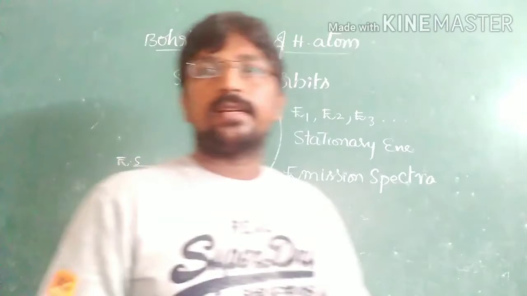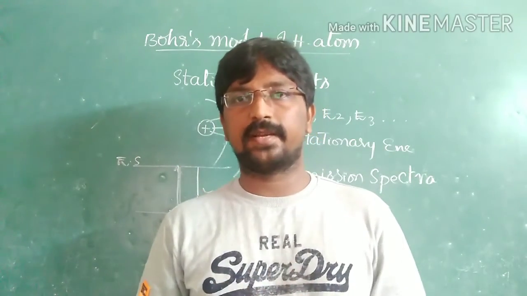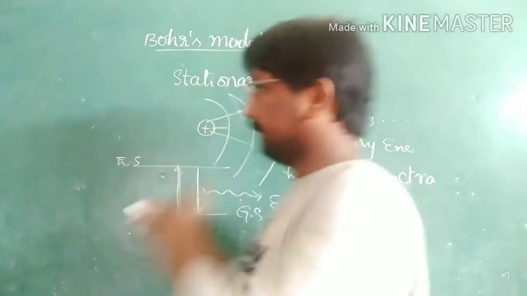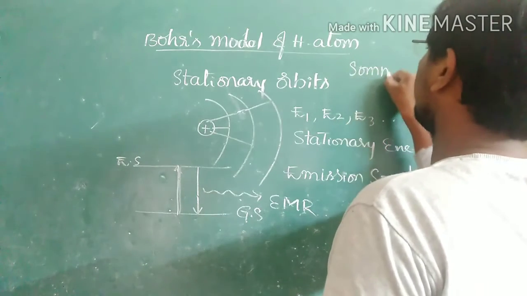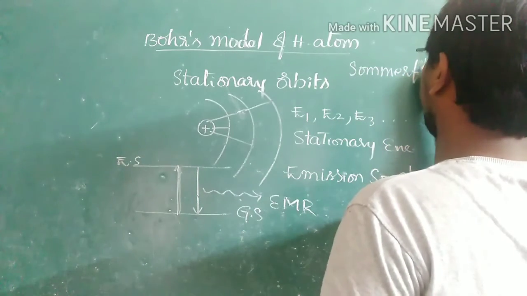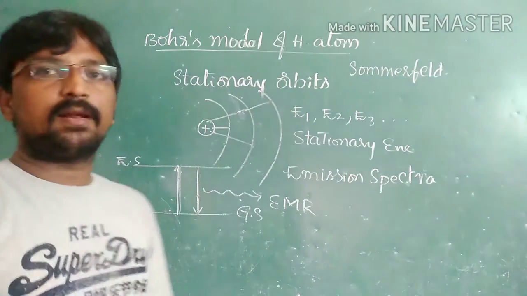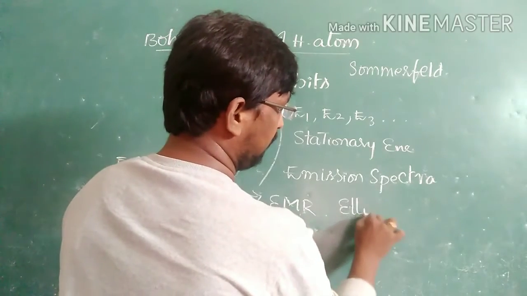After that, on account of the splitting of spectral lines, to explain this, the scientist Sommerfeld introduced elliptical orbits to Bohr's model. What did he explain? Elliptical orbits.